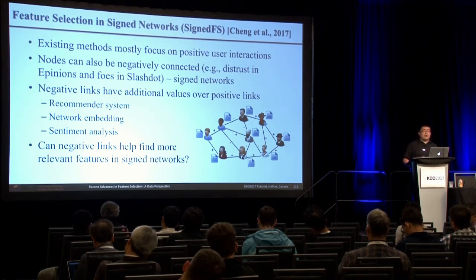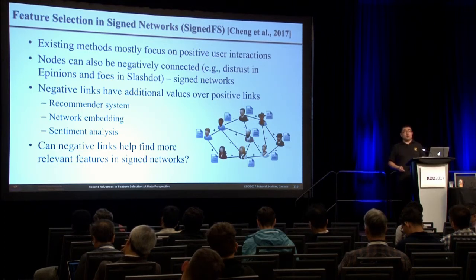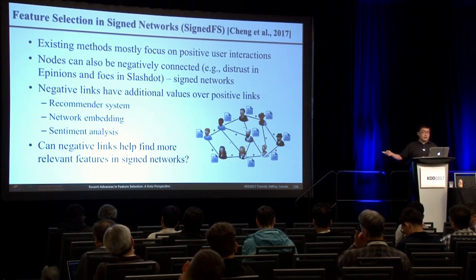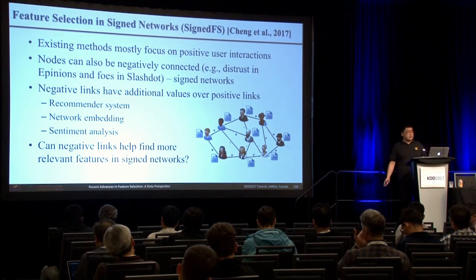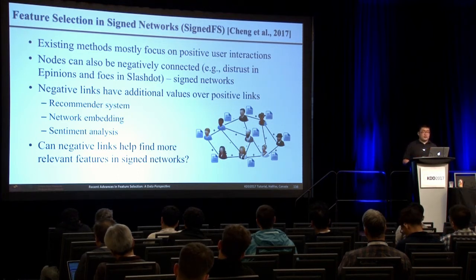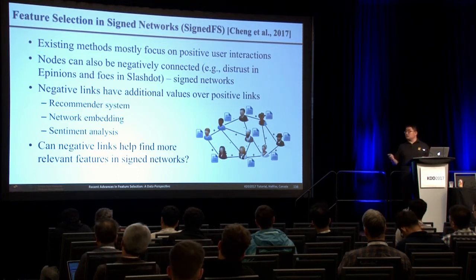A recent study has shown that negative links have some additional value over positive links in advancing many learning tasks, such as recommendation, network embedding, and sentiment analysis. So it motivates us to investigate whether negative links can also help us find more relevant features inside networks.